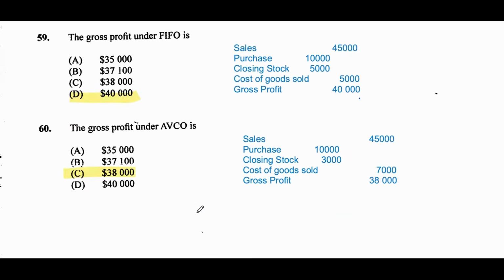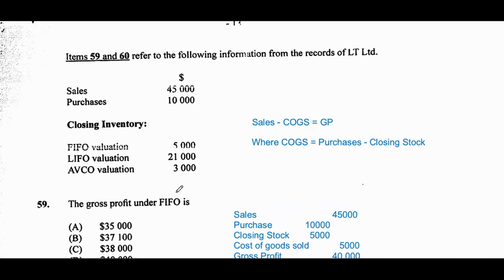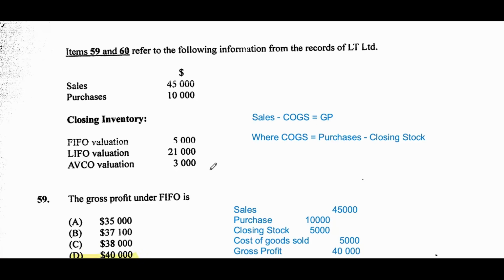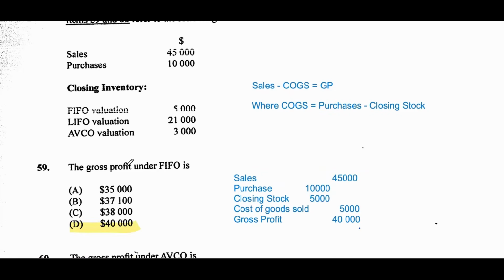Now 59 and 60 gave us some data to work with again. We have sales and purchases from the records of LT Limited. We have closing stock on the first in first out valuation $5,000, on the last in first out valuation $21,000, on the AVCO valuation $3,000. Question is, what is the gross profit under the first in first out technique?